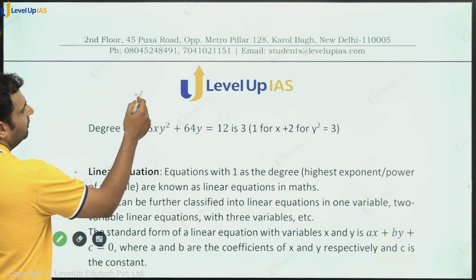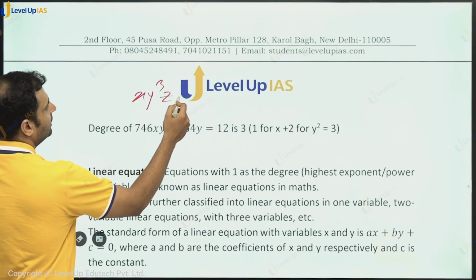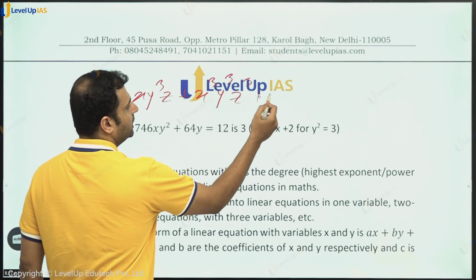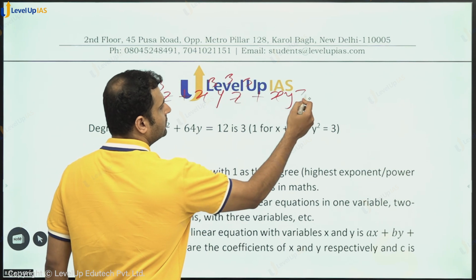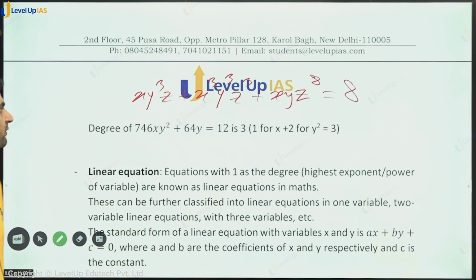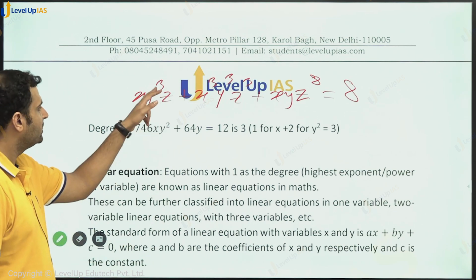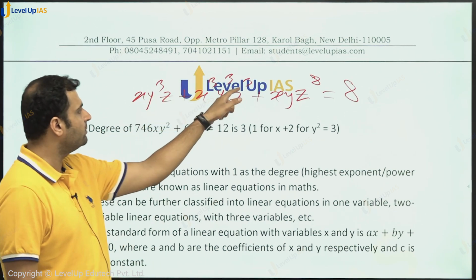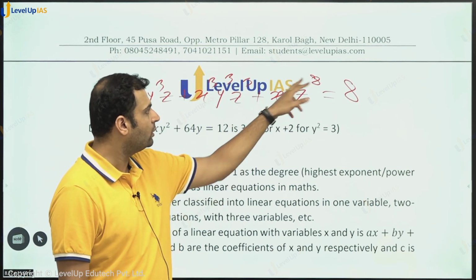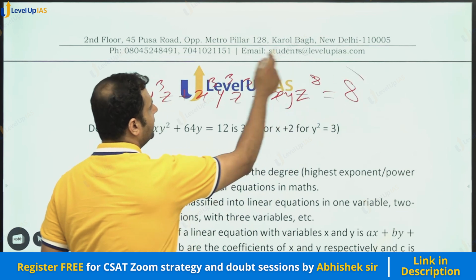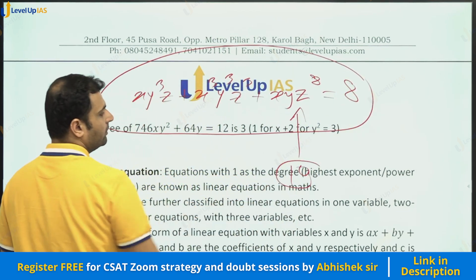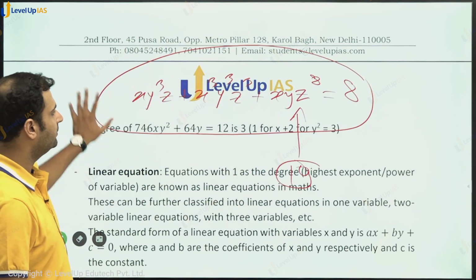Another example I can have: x y cube z plus x cube y cube z cube plus x y z raised to 8 is equal to, let us say, 8. What is the degree of this equation? Degree of this term is 3 plus 2, 5. Degree of this term is 3, 9. Degree of this term is 8 plus 1 plus 1. So 10. So the degree of this entire equation is 10 because this is the highest degree term. So degree of this equation is 10. Okay.